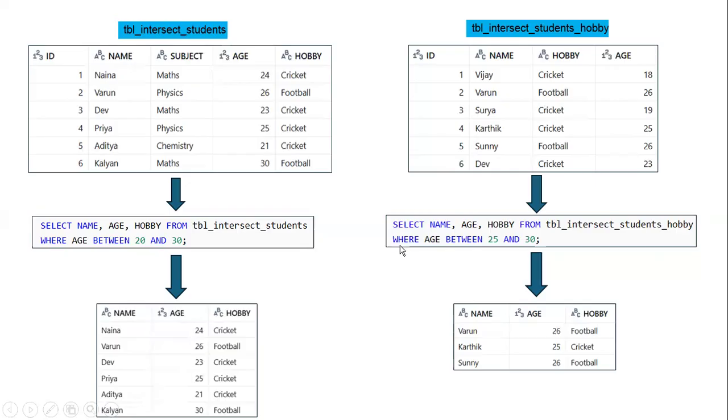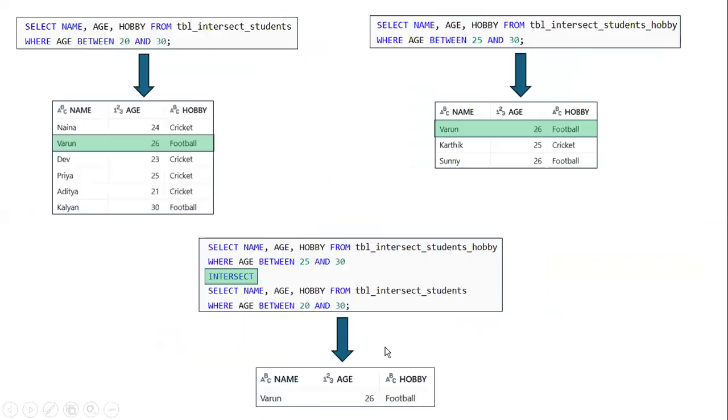Next, I'm going to use intersect between these two tables. By using this where condition, this is my table. By using this where condition, this is my table. Between these two tables, I'm using intersect. So what will happen? Name, age, hobby. First it will check for this row, 9, 24, cricket. Do we have any such record here? We don't, so it will ignore it. Then Varun, 26, football. We have one common record, so it will print here.